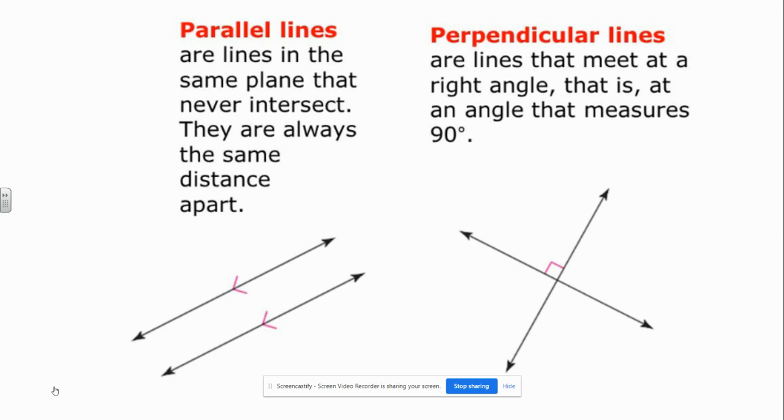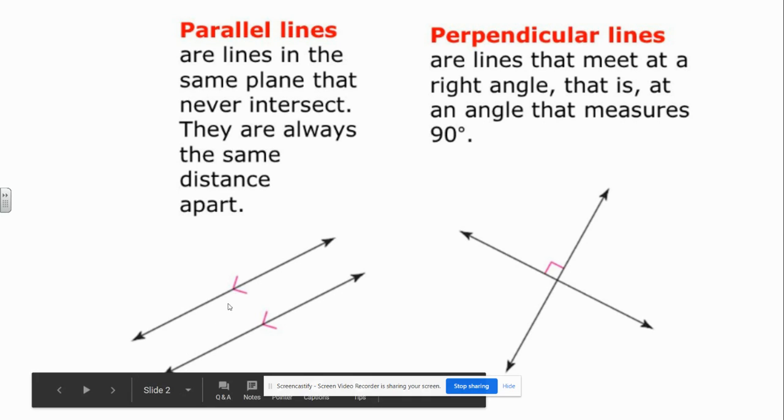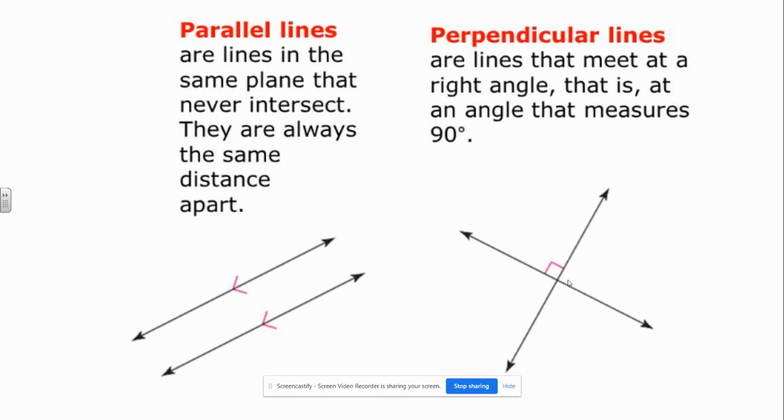Okay, so parallel lines, they never intersect, and they're always going to be the same distance in between these two lines, right? And remember how to mark up two lines being parallel. We put these little arrows on it. Now, perpendicular lines are always going to meet at four 90-degree angles. Remember, the symbol for 90 degrees is this little box.